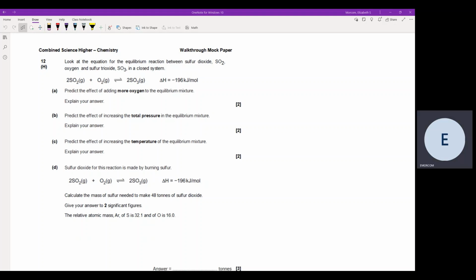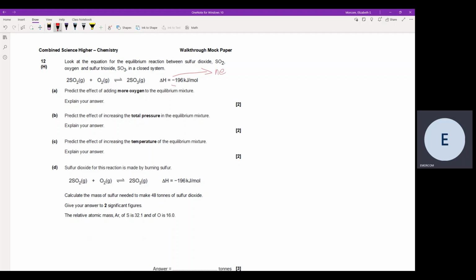Look at the equation for the equilibrium reaction between sulfur dioxide, SO2, oxygen, and sulfur trioxide, SO3, in a closed system. It says 2 SO2 gas plus O2 gas reversibly goes to 2 SO3 gas, and it gives us delta H equal to minus 196 kilojoules per mole. Remember that delta H is the energy change, and because it's given us a negative value, we're saying that the reaction in the forwards direction is exothermic.